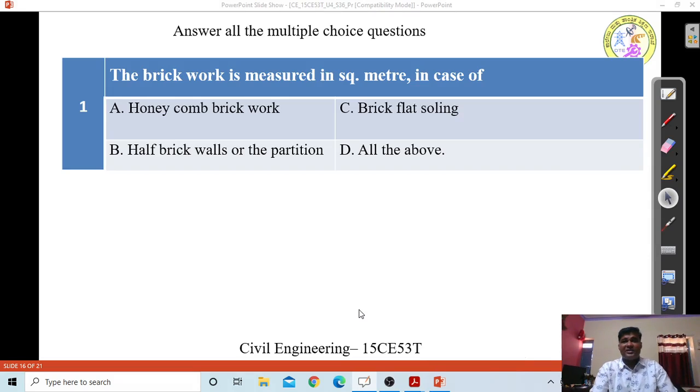So these are the different types of items that are estimated by the central line method. Now let us solve some multiple choice questions. The first question is, the brickwork is measured in square meter in case of A, honeycomb brickwork, B, half brick wall, C, brick flat soling, and D, all of the above. The right answer is all of the above. All these quantities will be measured in square meters.